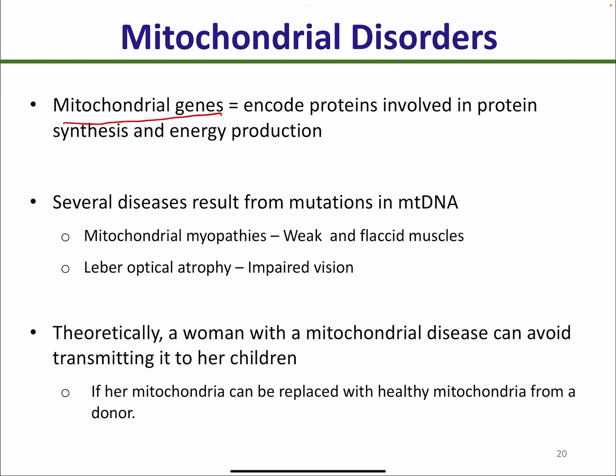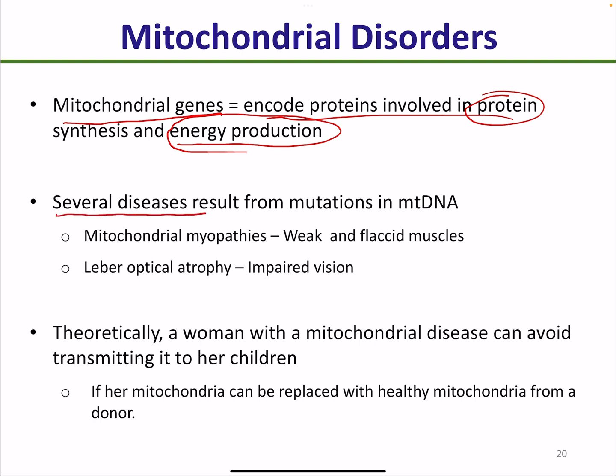Mitochondrial genes are going to encode proteins that are involved in protein synthesis. Now, these are proteins that are being synthesized in the mitochondrion. That's very important to note, right? Two, the mitochondrial genes are also involved in energy production. So there are two types of genes among mitochondrial genes: some genes that are involved in protein synthesis and some genes that are involved in energy production.